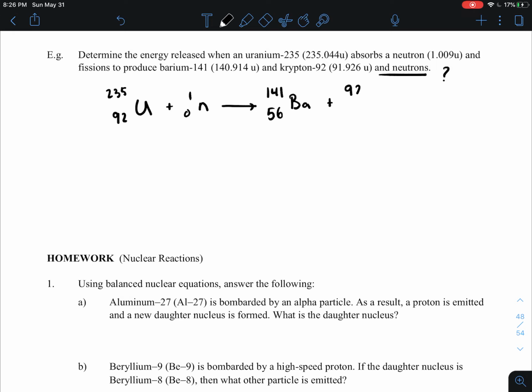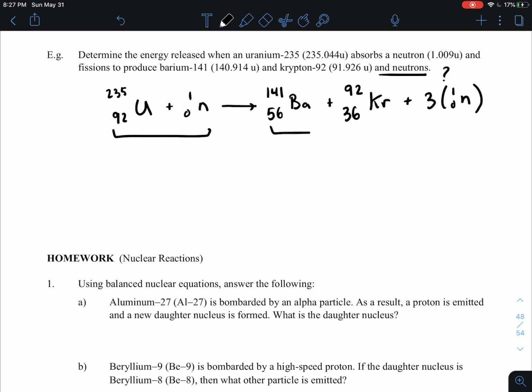And krypton, 92. And krypton is Kr, and Kr is 36. I'm trying to look at my sheet and it's sideways and it's wrecking my eyes here. Plus something, right? So we need to figure out how many neutrons there are. So I'm guessing it's 3 because this is the one we've done earlier, but let's double check. 235 plus 1 gives us 236, minus 141, minus 92 gives us 3. So yes, we have 3, and then down below we have a 0, so this must be 3 of the neutrons.